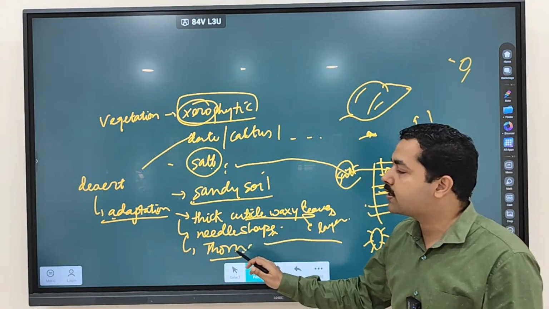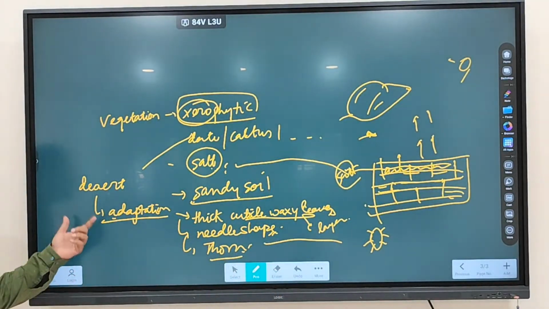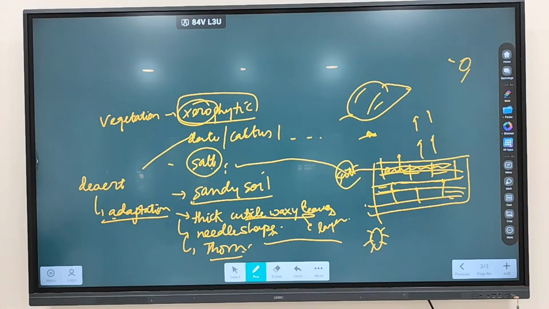So this is how plants are adapted in what? Plants are adapted in desert conditions. Fine. So they have thick cuticle, needle-shaped leaves, and thorny, nothing but xerophytic vegetation, which allows the plant to survive in desert conditions.